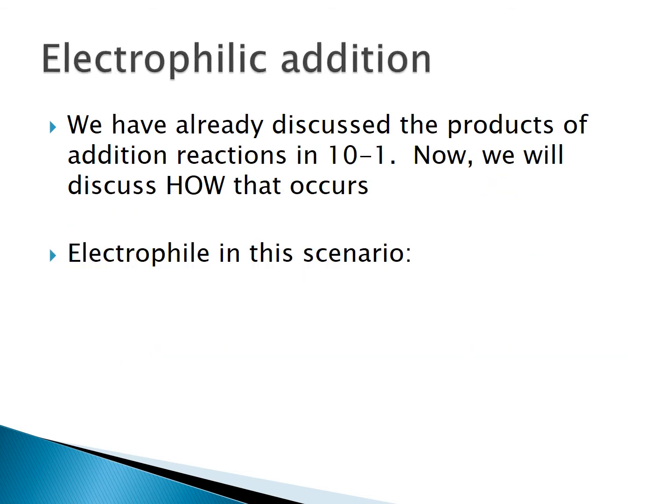All right. Now, we're going to learn the mechanism for electrophilic addition. Back in Unit 3, we already predicted the products of these reactions, but now we're going to talk about how that occurs. All right, so let's review and talk about what an electrophile is. So remember, an electrophile is something that's attracted to electrons, so it's electron deficient. Now, in this particular scenario, the electrophile is the molecule that's being added, basically. Okay, so the molecule that's being added across the double bond is the source of the electrophile.